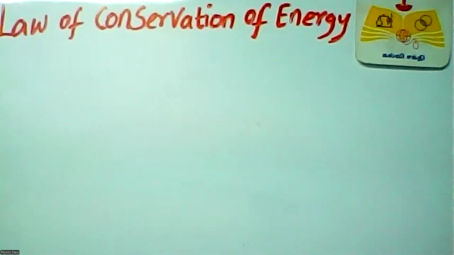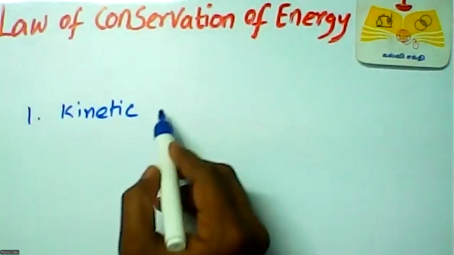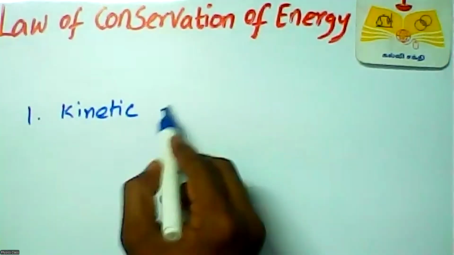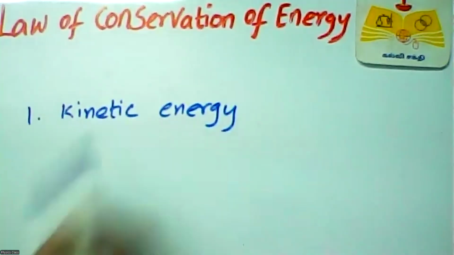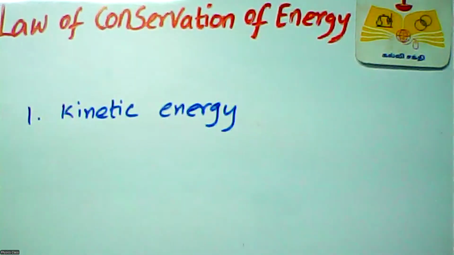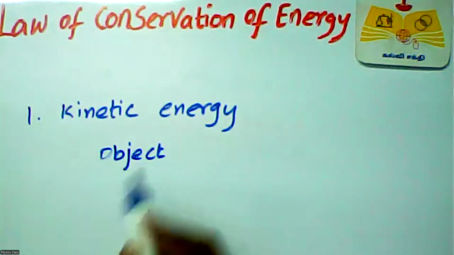First of all, we have to understand this. What are the types of energy we have already studied? Only two types of energy we can discuss here. The first one is kinetic energy. What is meant by kinetic energy? It is the energy due to an object's motion.